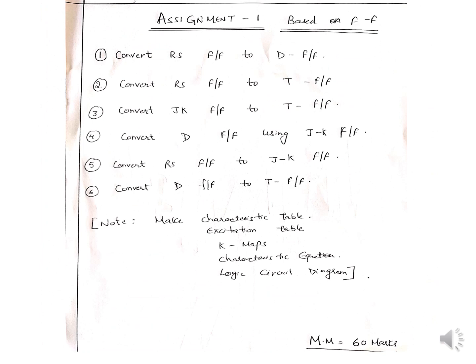Now in the next slide, these are the 6 questions, 1, 2, 3, 4, 5, 6. The first one is RS flip-flop to D flip-flop, RS flip-flop to T flip-flop, JK flip-flop to T flip-flop, D flip-flop using JK flip-flop, RS flip-flop to JK flip-flop, and D flip-flop to T flip-flop. So there are only 6 questions for your practice to apply the previous slides. Okay, so this is your assignment I have given to you.